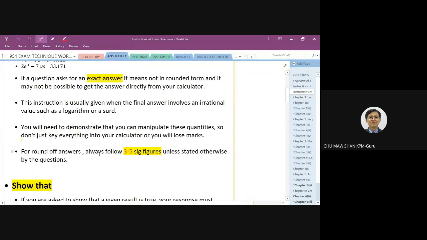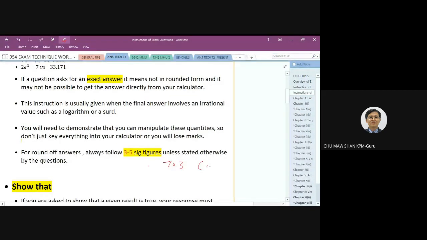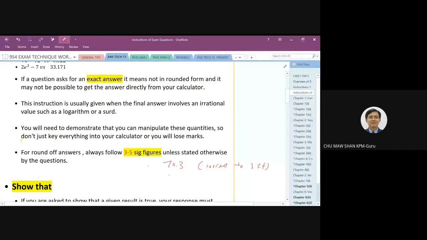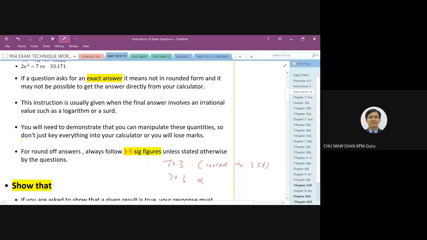Okay, for rounded answers, always follow 3 to 5 significant figures unless stated otherwise by the question. In general, if you have to round off, we follow this rule, 3 to 5 significant figures. So let's say 70.3, okay, 3 significant figures. And you must write correct to 3 significant figures. You cannot just leave it like that without stating correct to how many significant figures, or you will lose marks also.